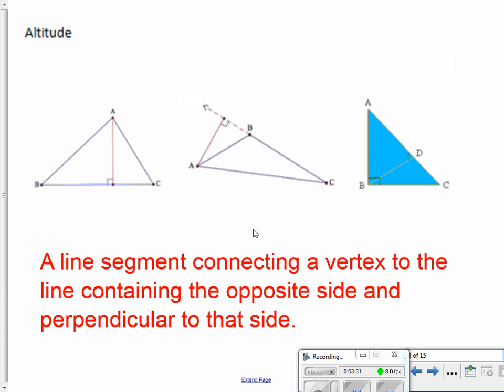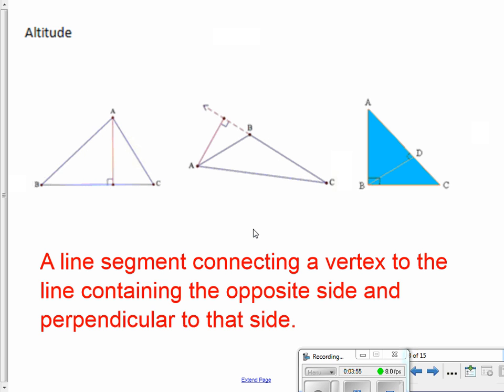We're going to go over a couple more definitions here. An altitude. An altitude is a certain segment on a triangle or inside of a triangle. And it says that we connect the vertex, so one of our corner pieces of a triangle, to the opposite line that is perpendicular to it. So in a sense, the altitude is like the height of a triangle.